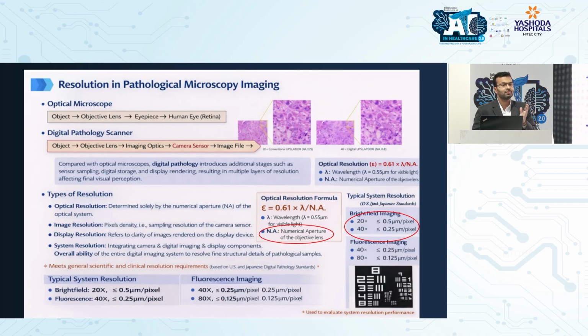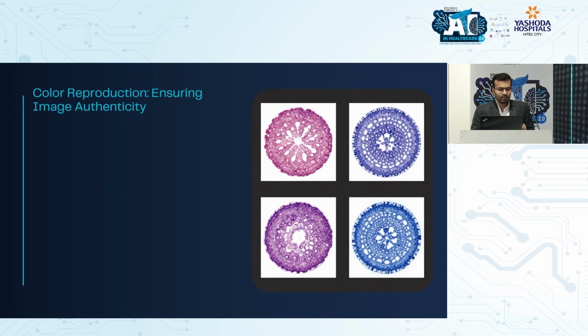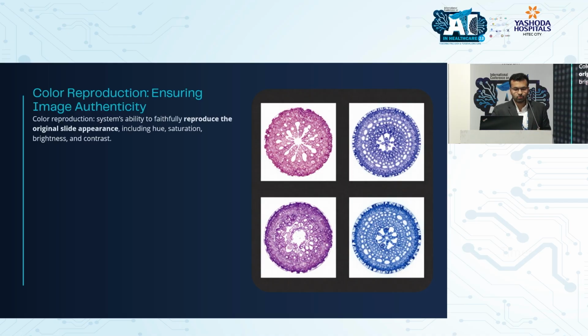Sorry, how many microns per pixel? Right, then you've got color representation, right? So histopathology is all about colors. Faded slides are difficult to diagnose. Dark staining slides are again difficult to diagnose. So this becomes a very important aspect of it.